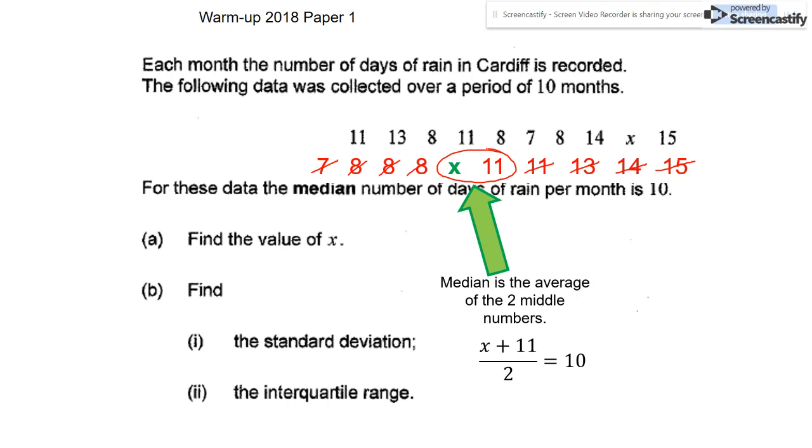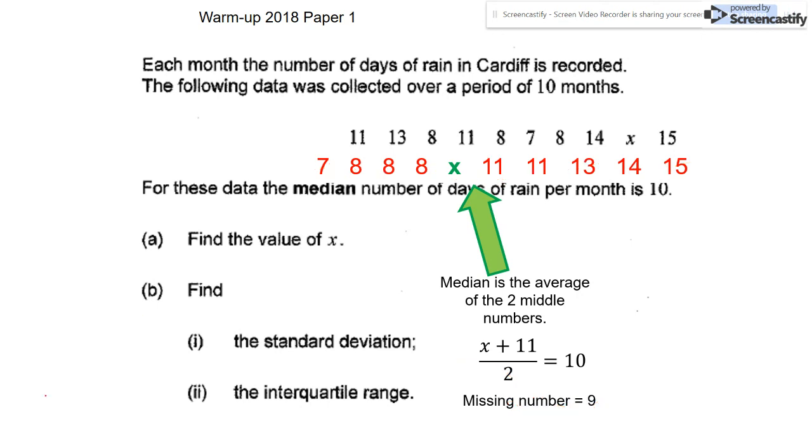Multiply by 2 on both sides. We end up with x plus 11 equals 20, which means subtract 11 and you get 9. 9 would have to be the missing value. And if 9 is the missing value, then we have all the data.